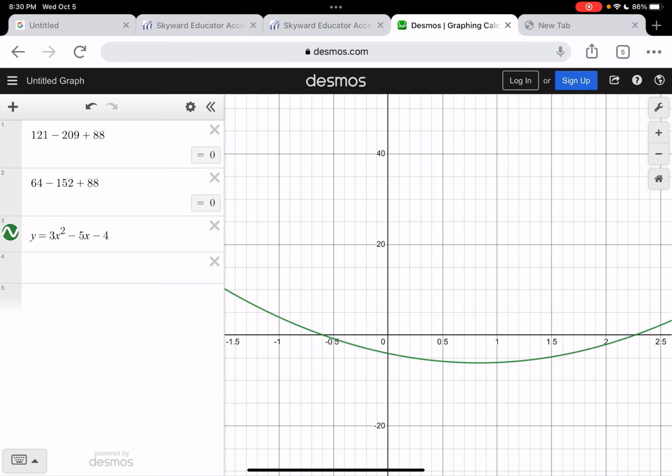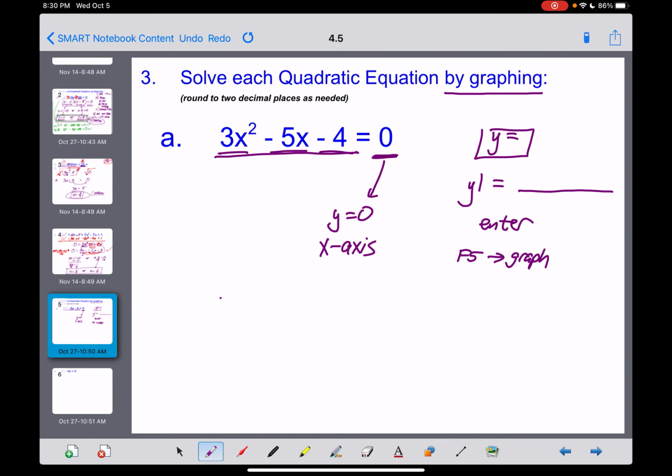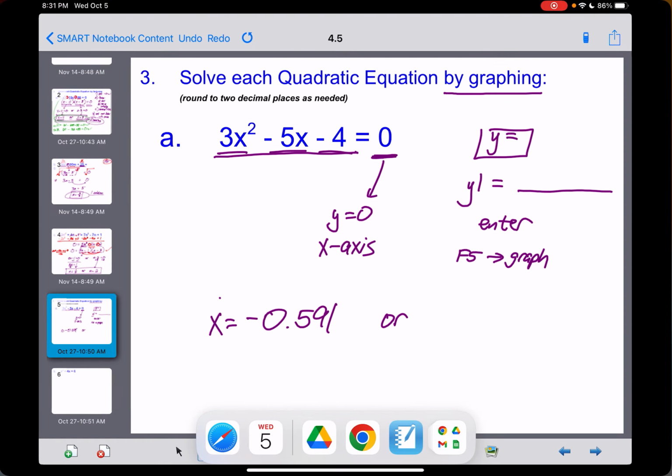Anyway, this is going to look different on Desmos than it is for you guys on your 84, but if we plot this right here, you guys are going to use a feature I'll show you in class called the trace feature. When you get to right about there, I was hoping it would jump out at you, with a y coordinate equal to 0. There it is. So my first solution, that x value, is negative 0.591. I will show you guys how to get that from your calculator, but I'll just write this down. X equals negative 0.591. That's one solution.